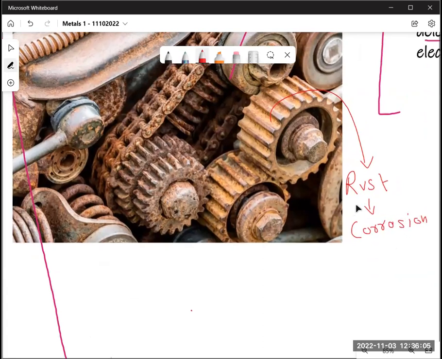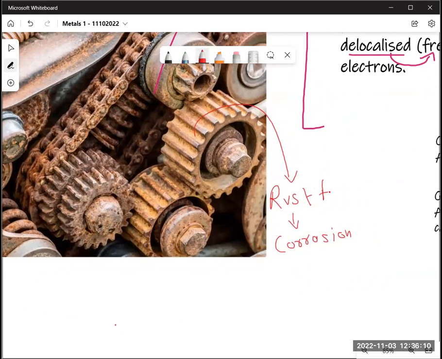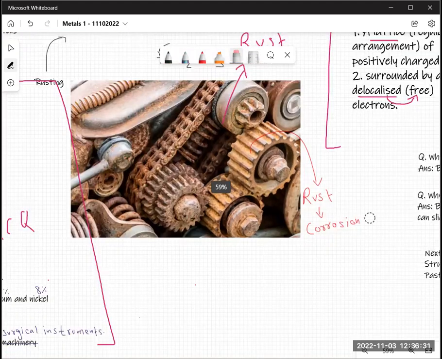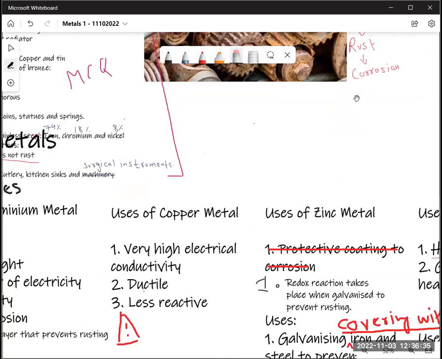Now, rust is mostly for iron. But what about other metals? There are lots of metals out there. It's not just iron that is a metal. So we say rust for iron, but for everything else we say corrosion. But you need to realize that both mean the same thing. You can say rust or corrosion. Doesn't make a difference. You can say rust for everything as well. So whenever they say corrosion, you should know that means rust. If they say rust, that means corrosion. Same thing.